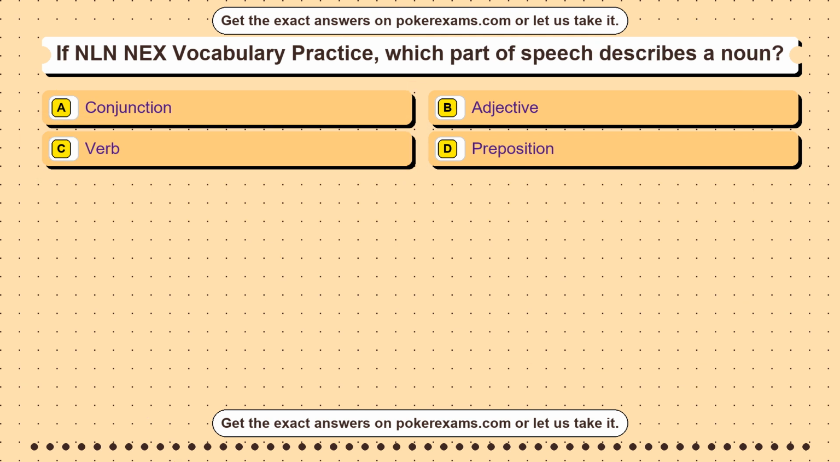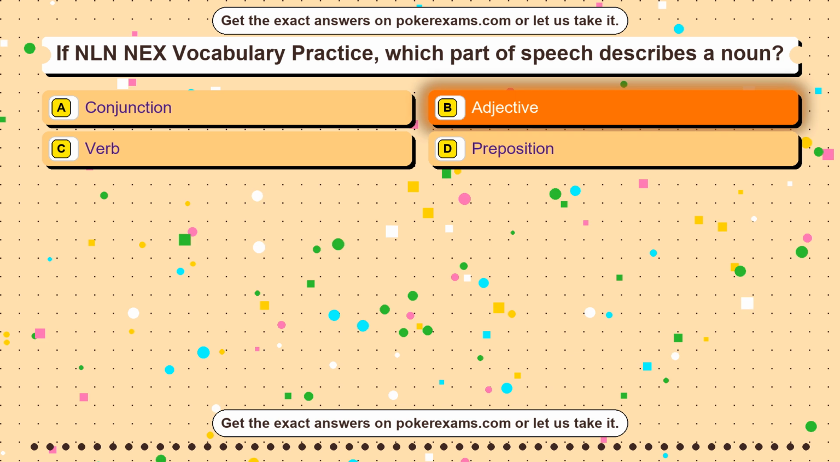Question 40. If get test prep, which map feature explains symbols? Option A border. Option B legend. Option C scale only. Option D compass only. The correct answer is option B.